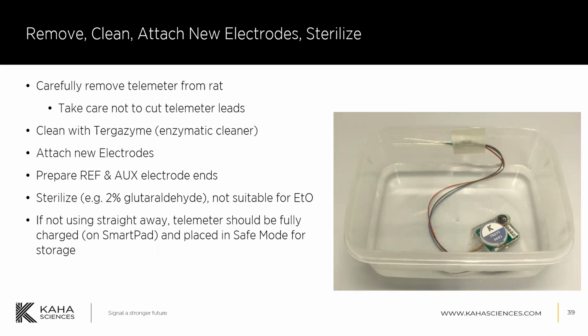Now, with most of our other telemeters, you would then just prepare the new electrodes or clean the pressure sensor and you'd be ready to go. But for the tissue oxygen telemeter, you do need to attach a new set of electrodes to those electrode leads. I'm going to show you the process of doing that in just a moment, but at the end of that process, you would then prepare the reference and auxiliary electrodes, stripping the Teflon off those electrode wires to expose the ends for your particular application, and you can then sterilize your telemeter for reimplantation.